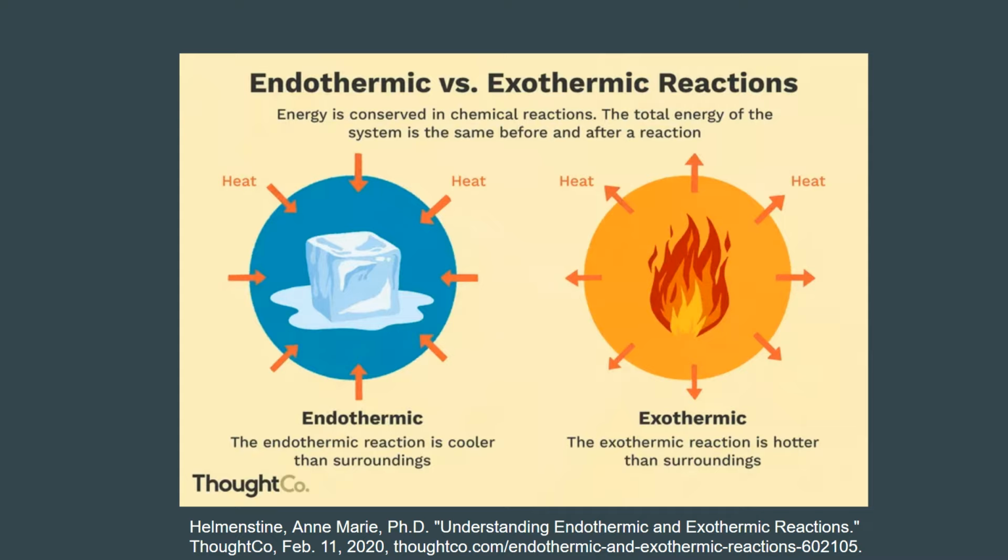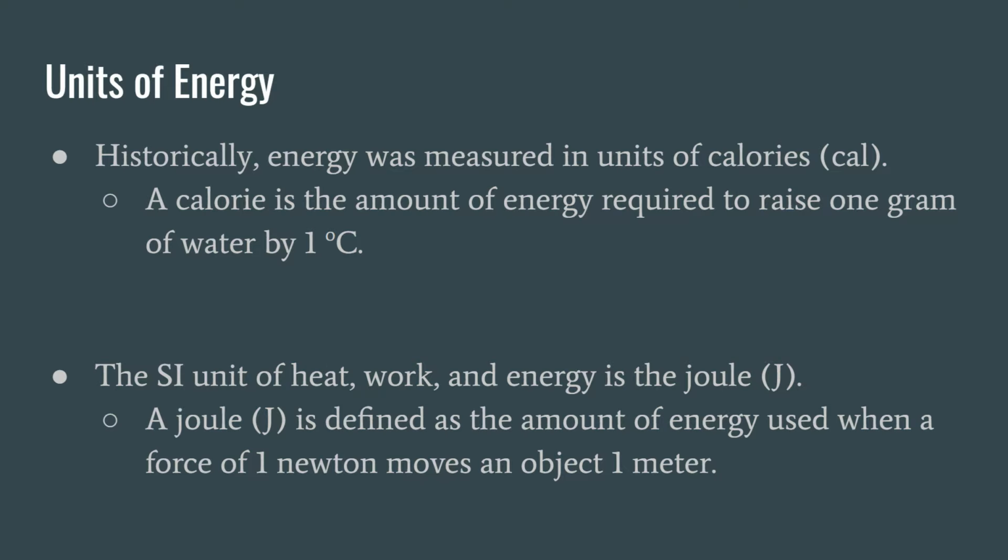Now, we use the word endothermic to describe heat flowing into a system, and exothermic to describe heat exiting a system. One thing we didn't go over are the units for energy. Historically, we've used the unit calories, and we still see this in our foods, though that's slightly different than this calorie. A little c calorie is defined as the amount of energy required to raise the temperature of 1 gram of water by 1 degree Celsius.